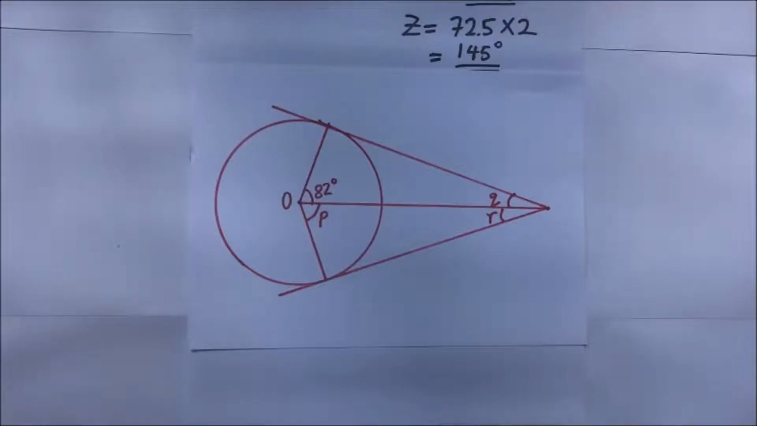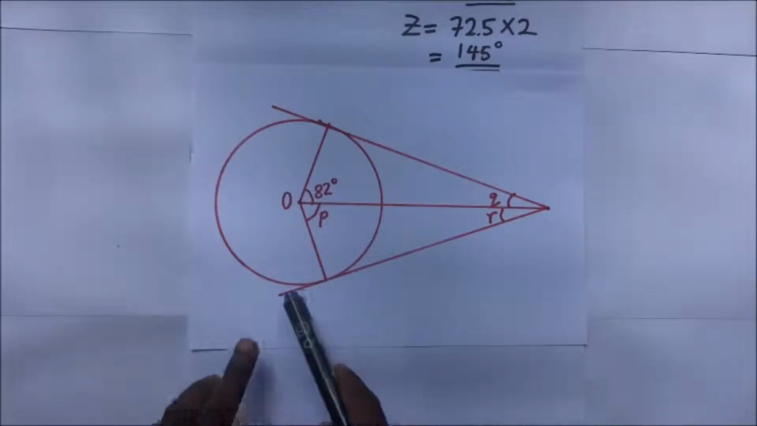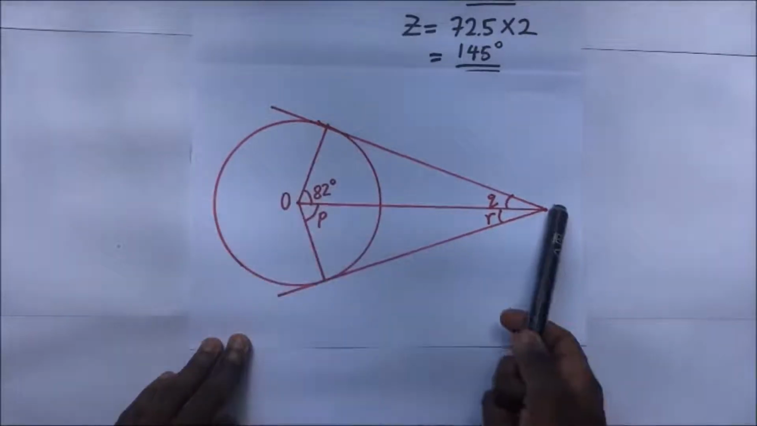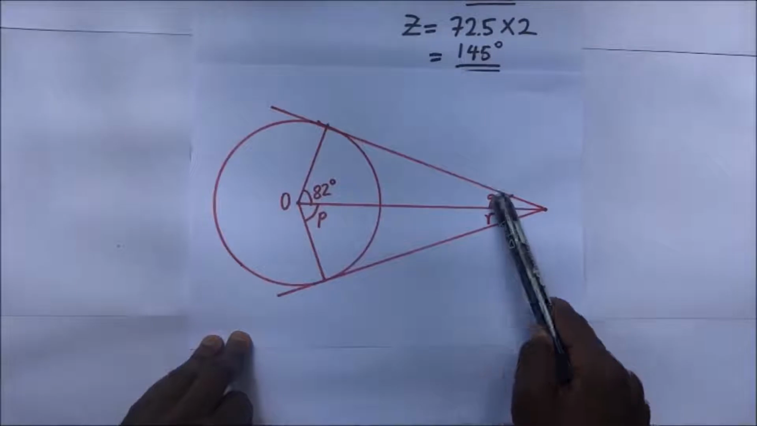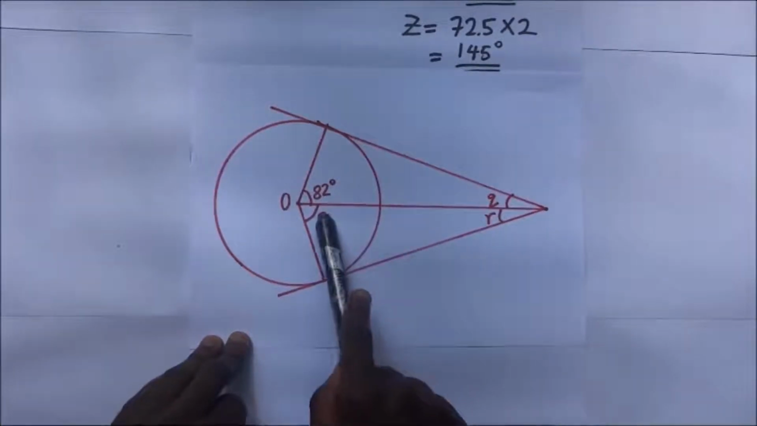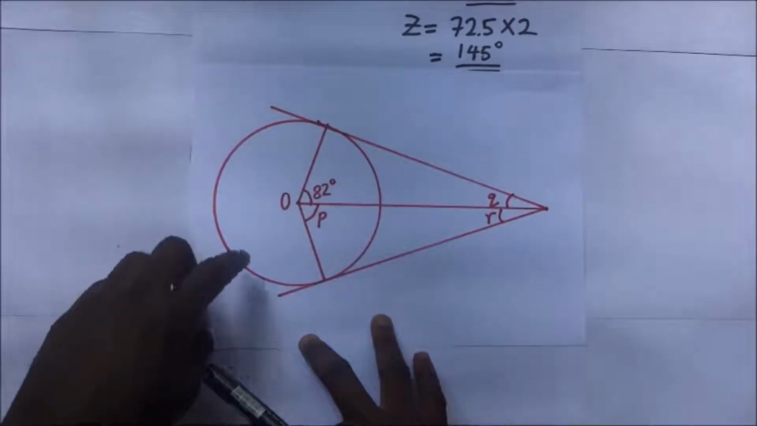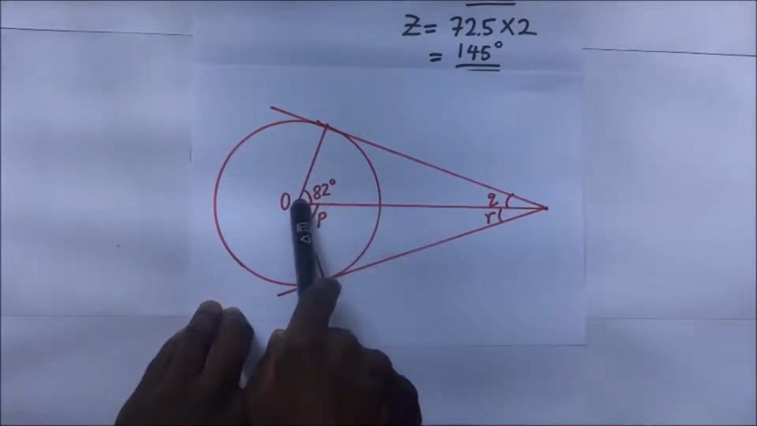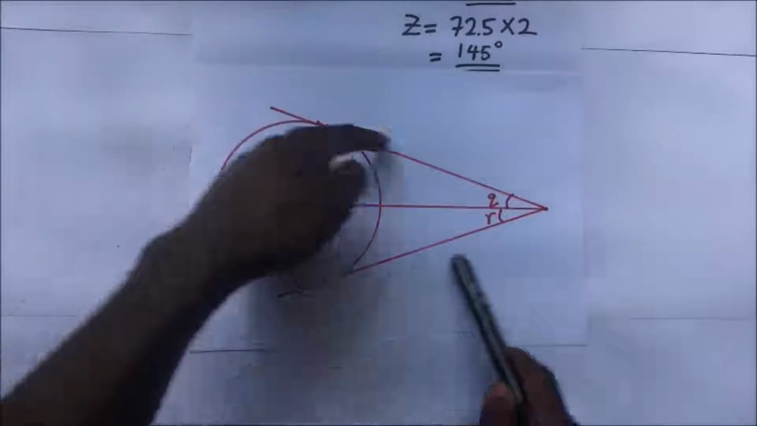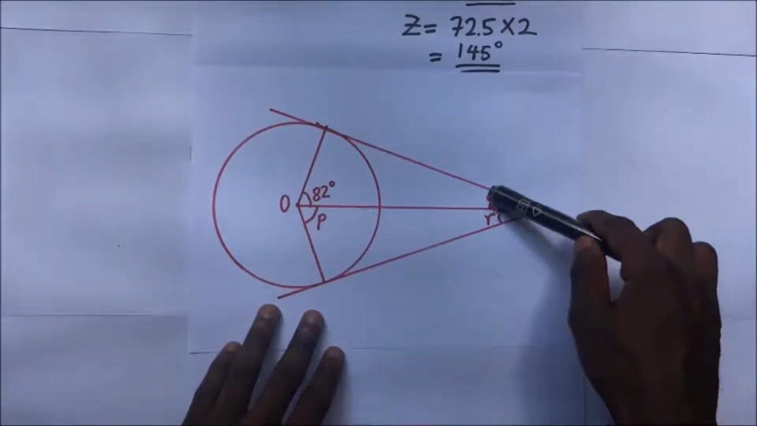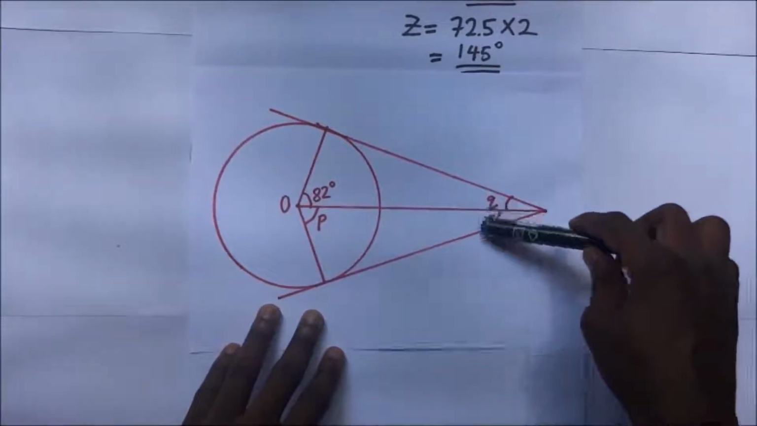We have another example to work out here. This is a tangent, that's also a tangent. We are required to find the values of q, r, and p. Now, straight up, from here we know that the line connecting the center of the circle to the point where these two tangents meet divides this angle into 2, or bisects this angle.